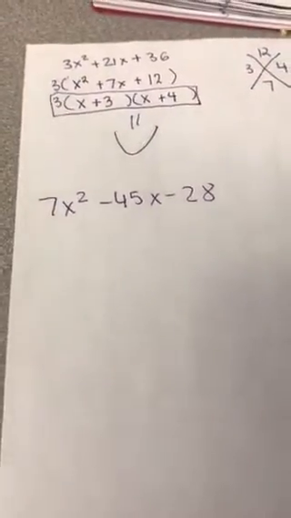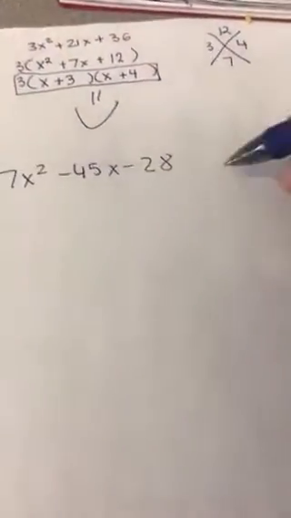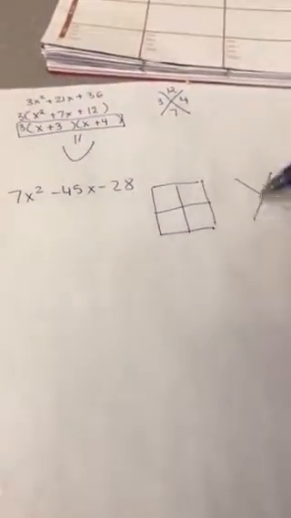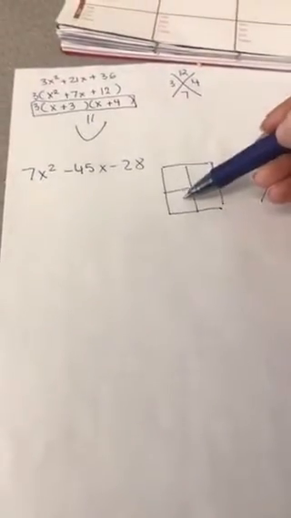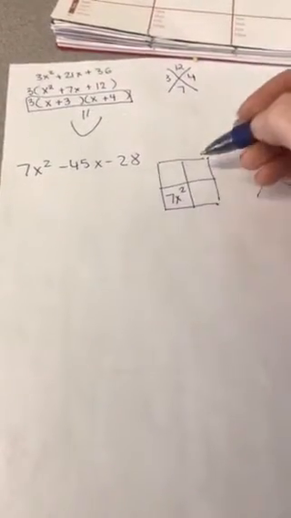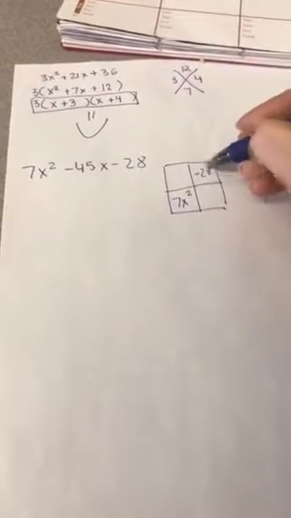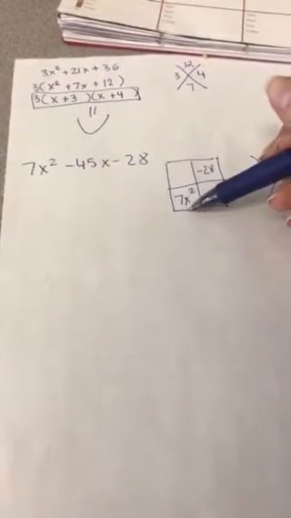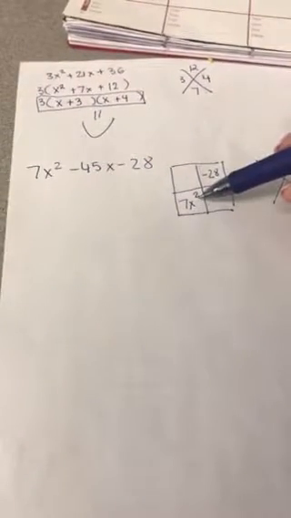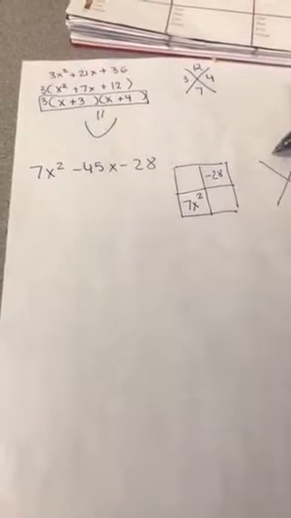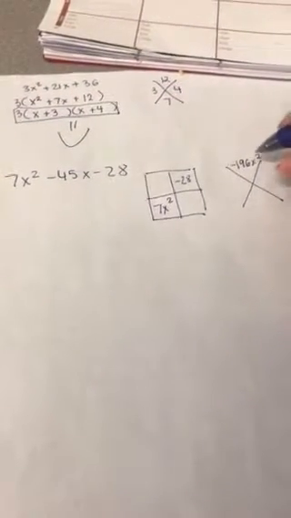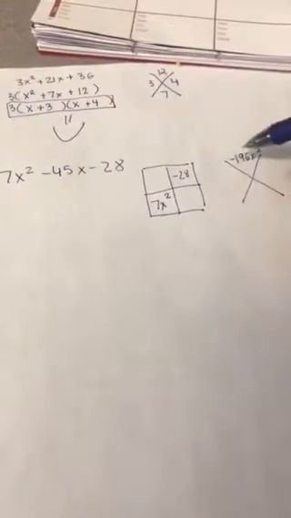So now what I'm going to do is go in with the generic rectangle method to solve this problem. And it's going to be a little bit more time consuming, but that's okay. So in this corner, I'm going to put the x squared terms. This corner is for my constants. And now for the product of the x squared term and the constant, 7x squared times negative 28 is negative 196x squared.